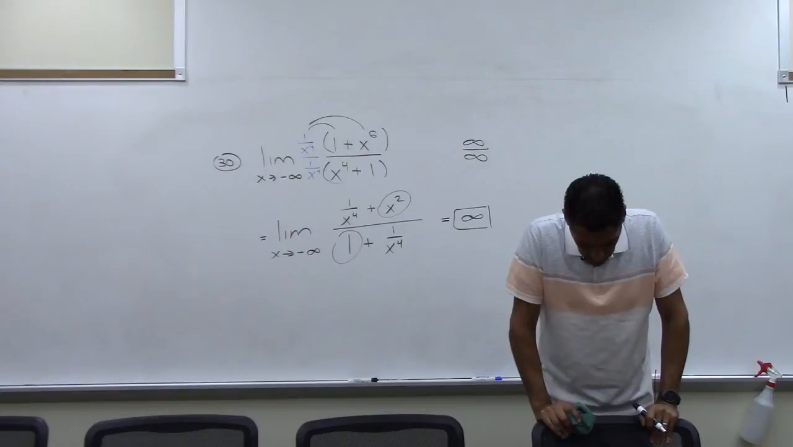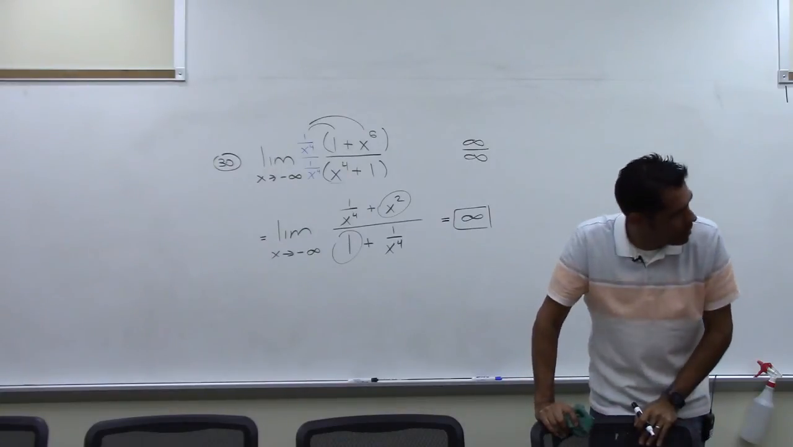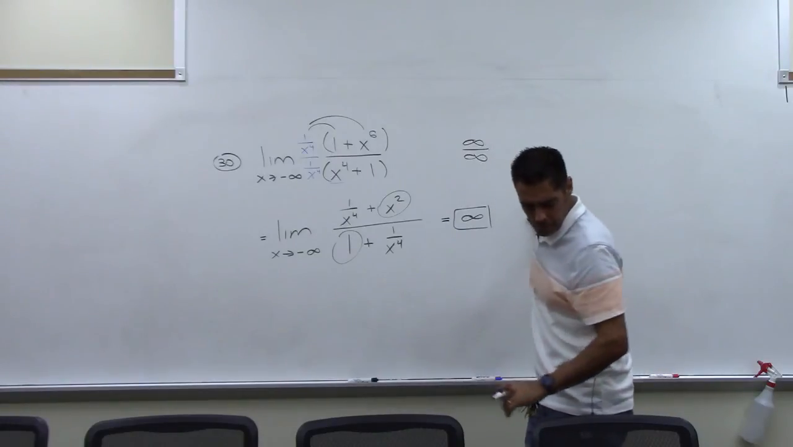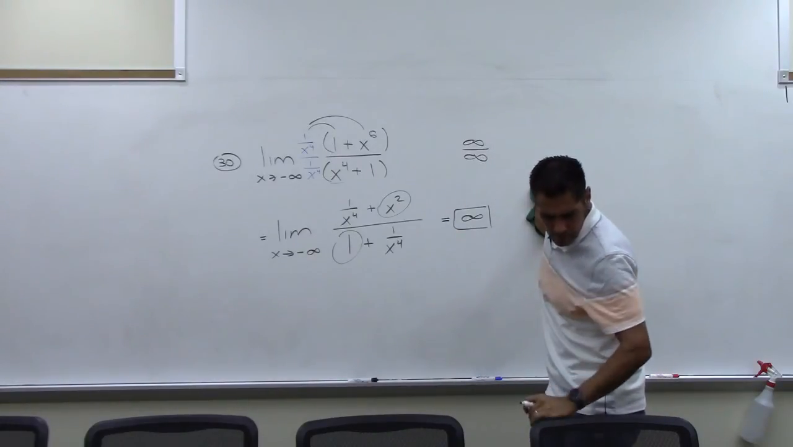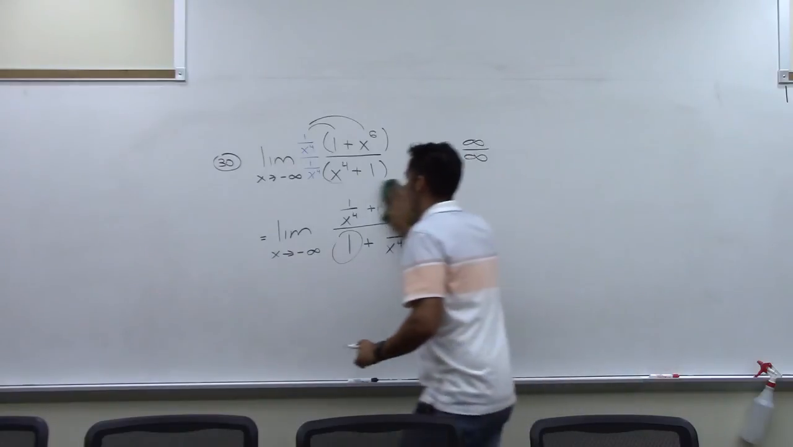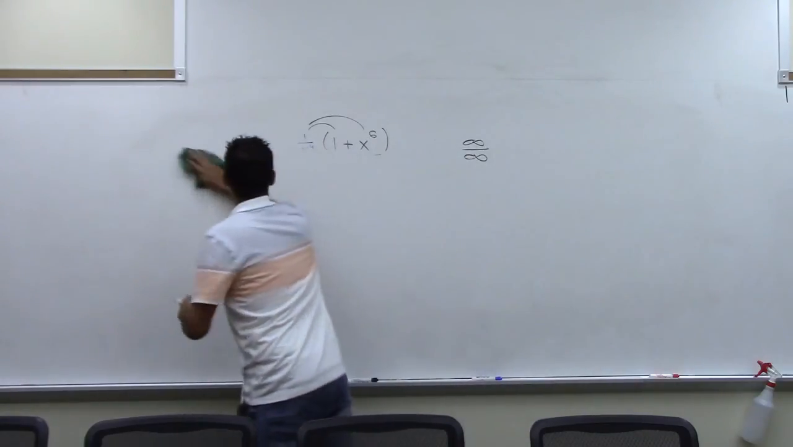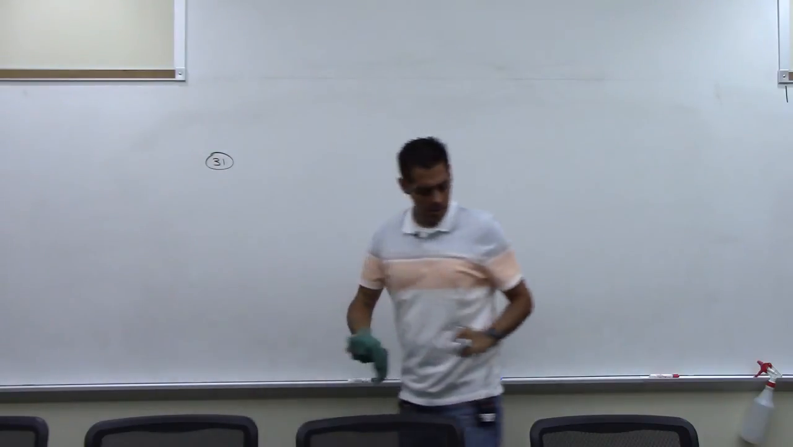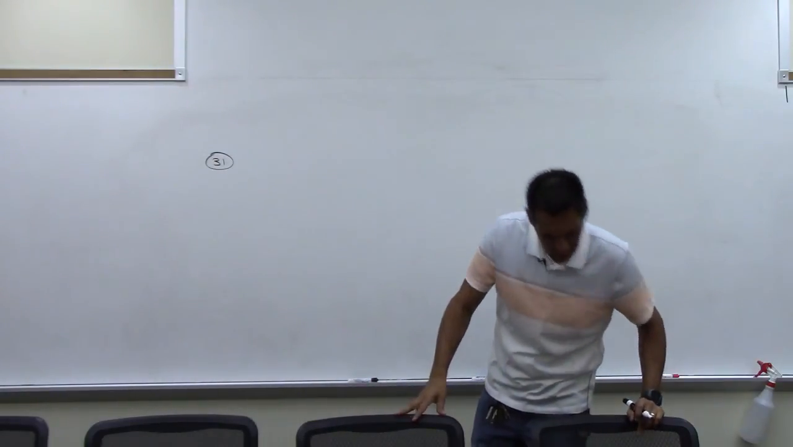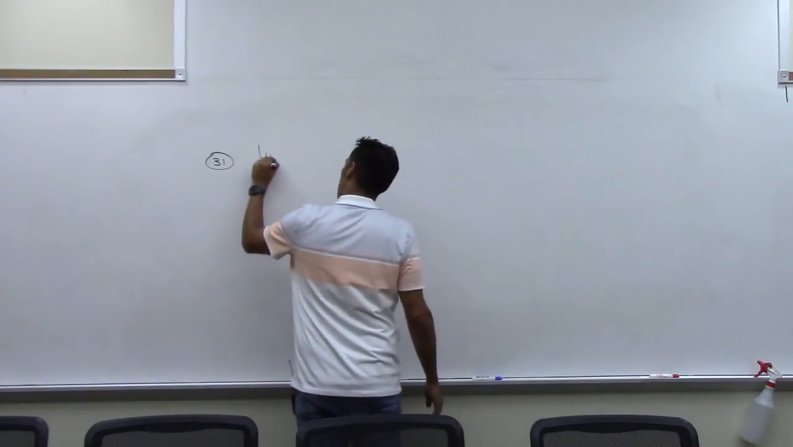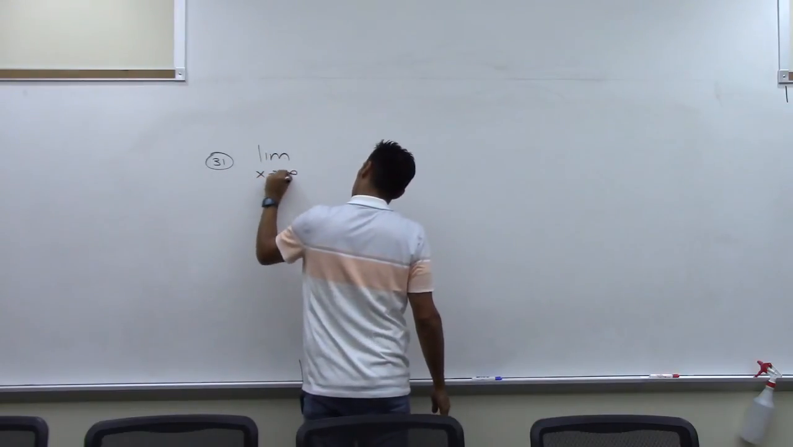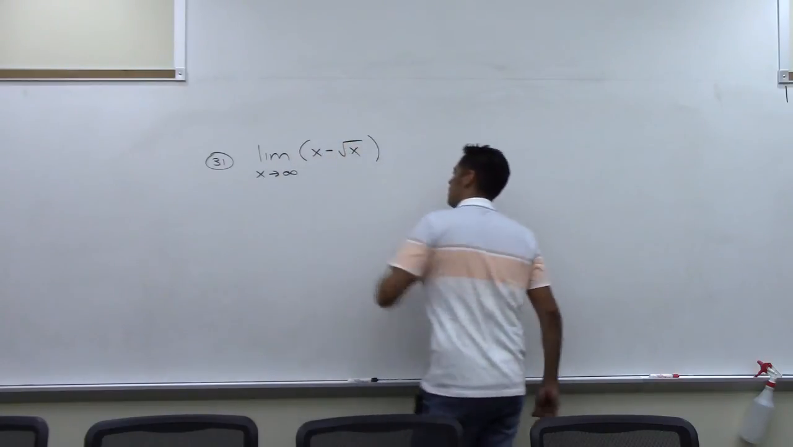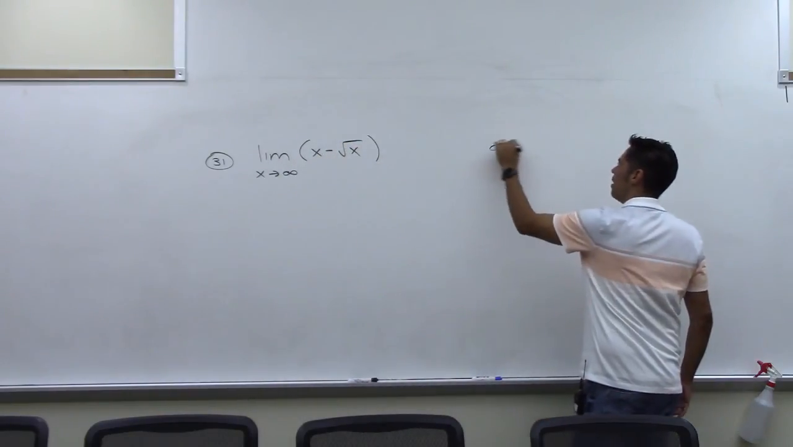All right, let me do number 31. I'll let you do 32 and 33 on your own. All right, limit as x goes to infinity of x minus root x. Now, this one is going to infinity minus infinity.